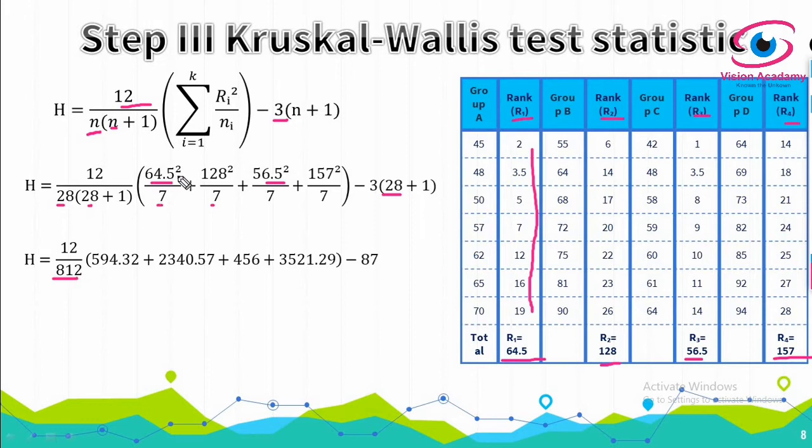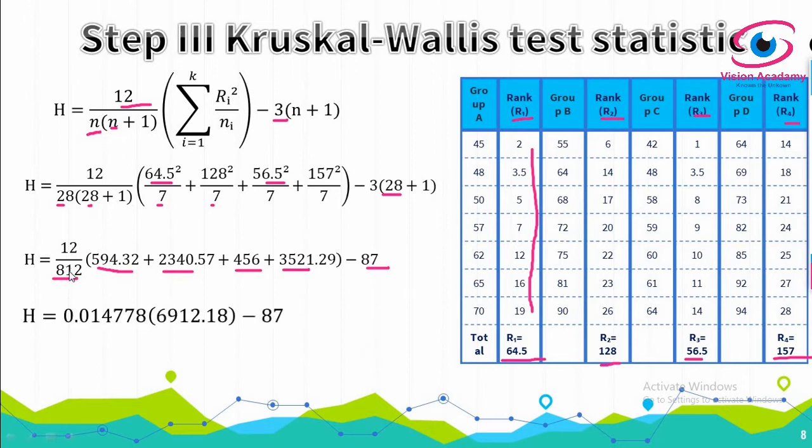So here 64.5 into 64.5 divided by 7 will be 594.32. Here 128 into 128 divided by 7 is 2340.57. Here 56.5 into 56.5 divided by 7 will be 456, and here 157 into 157 divided by 7 will be 3521.29. So here 28 plus 1, 29, and 29 into 3 will be 87. So this is how I have simplified. In the next step I will simplify further.